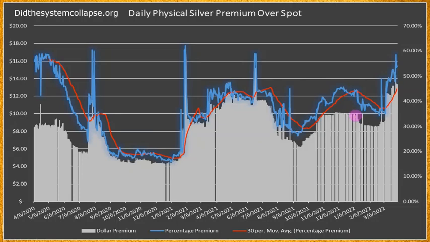Another thing is looking at the premium. So this is for physical silver. The premium over spot is just creeping up quite substantially. I mean, 50 to 60% here now. So we're getting to the highs that we've had previously as well. So people want the physical, and demand is high according to this.